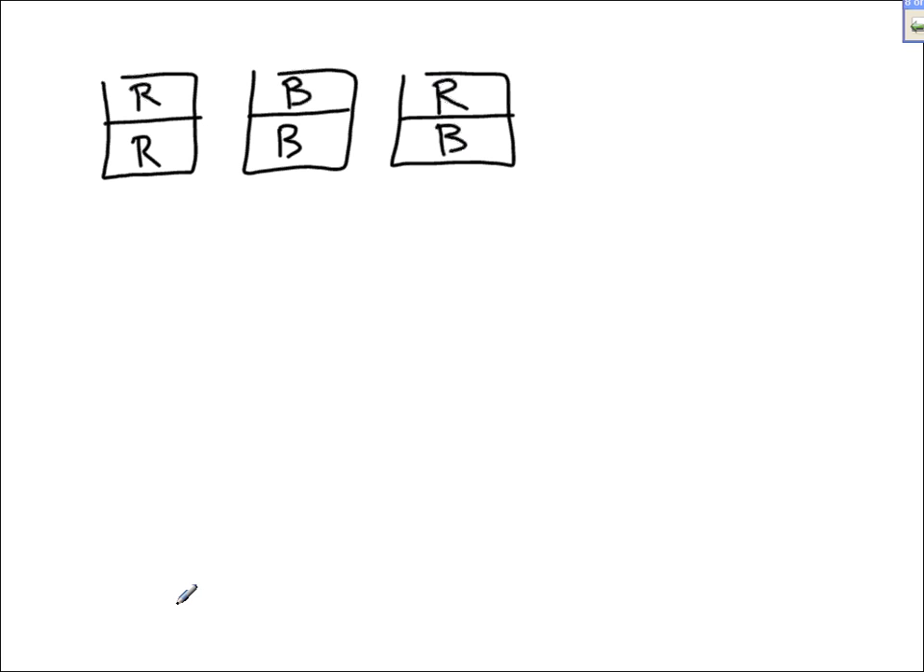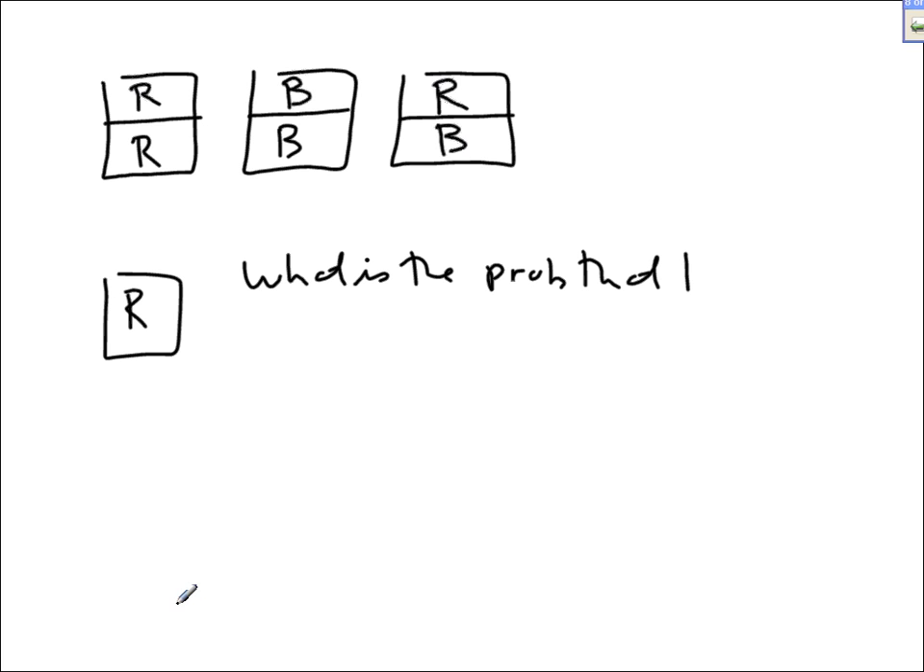You mix the cards randomly, and you show one card. You put one card down, and it's red. Okay. What is the probability that the other side is also red?